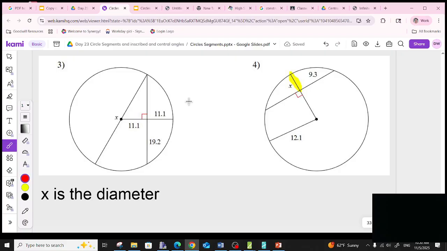Okay, again, x is the diameter. So how would I find this one? So 11.1 doubled will give you the radius, right? 22.